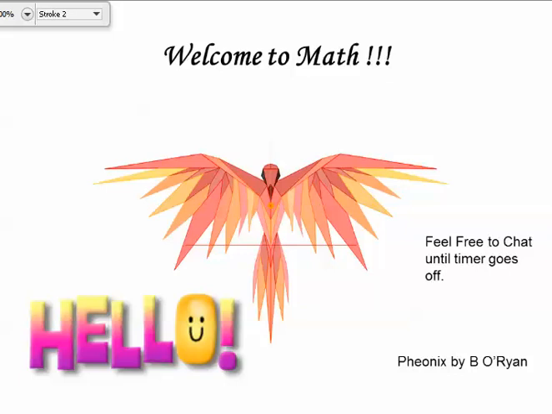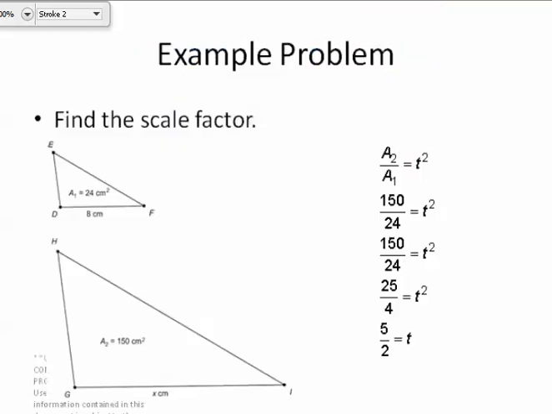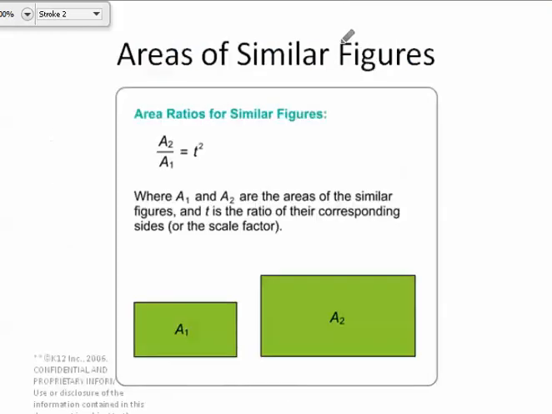I wanted to make certain I covered one final topic with you. Area and volume ratios. So far all we've been talking about is sides and looking at triangles. Well, triangles were the easy ones for us to deal with here. And that's what we were looking at, the side ratios, okay? And scale factors. But we've been talking about lots of different types of shapes, really.